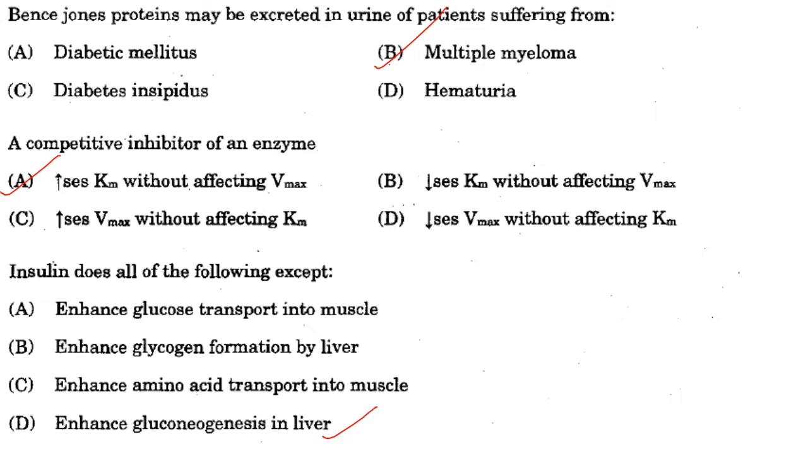Then insulin does all of the following except: enhance glucose transport into muscles, enhance glycogen formation by liver, enhance amino acid transport into muscles, enhances gluconeogenesis in liver. Answer is option D. Enhances gluconeogenesis in liver. Okay, so answer is option D.